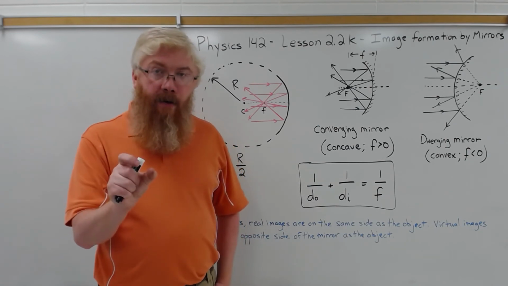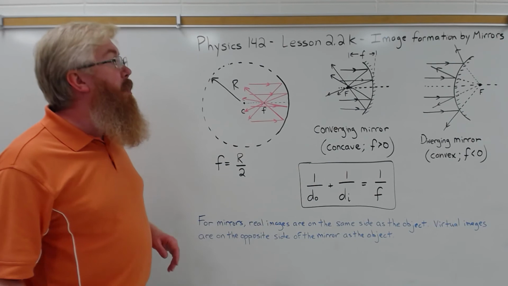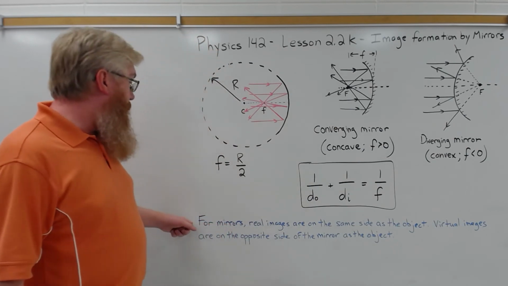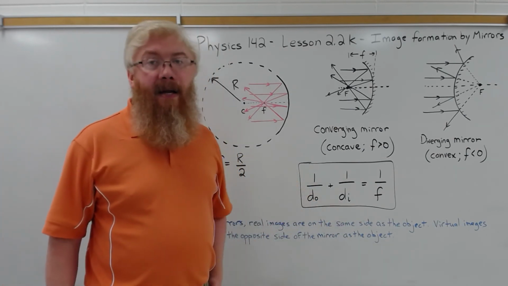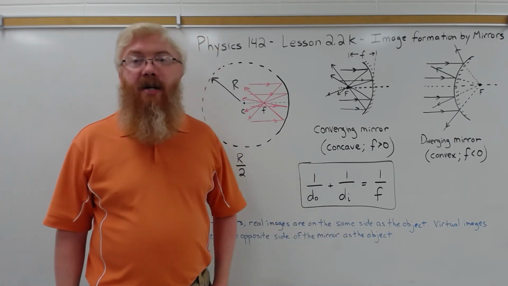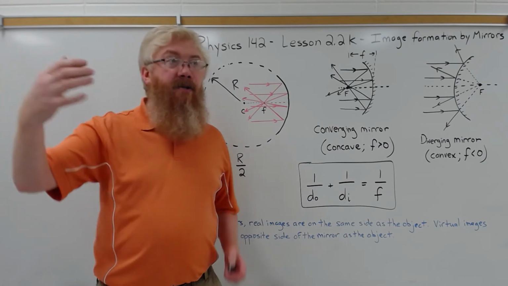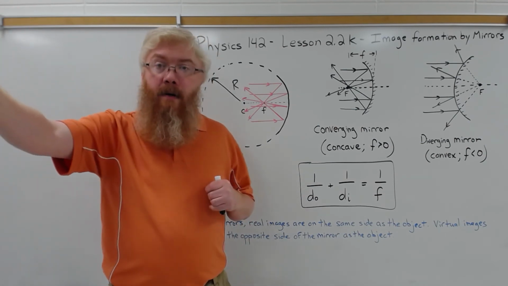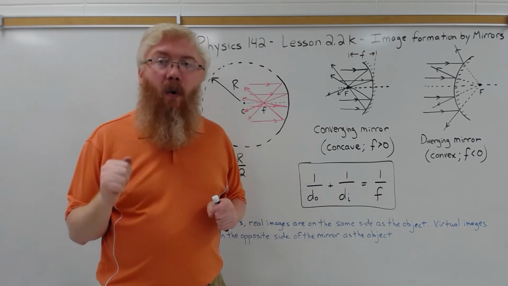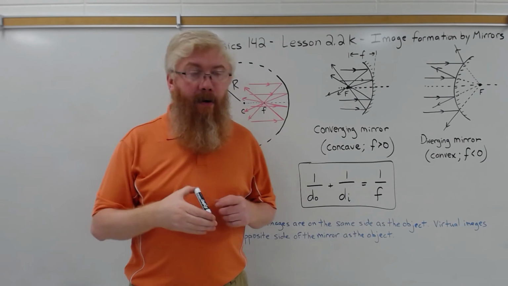Now, a distinction here: for mirrors, unlike with lenses, the side at which a real and a virtual image appear flips. For mirrors, real images are on the same side as the object. Virtual images are on the opposite side of the mirror from the object. The way to think about that is to think about your bathroom mirror. The image you see of yourself is a virtual image. The rays of light really don't go behind the mirror. Those rays of light bounce off the surface of the mirror. They stay on the bathroom side of the mirror, not behind the wall. It's a virtual image. It's on the other side of the mirror.